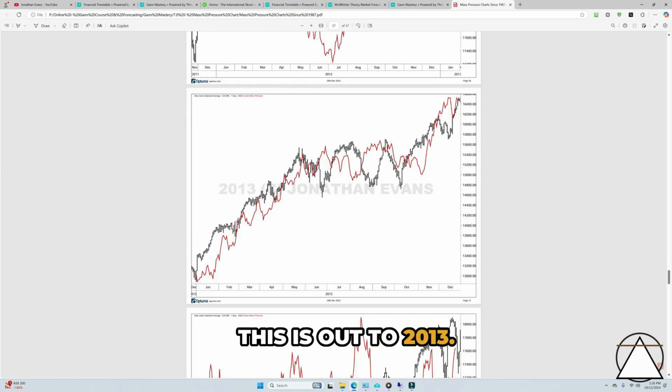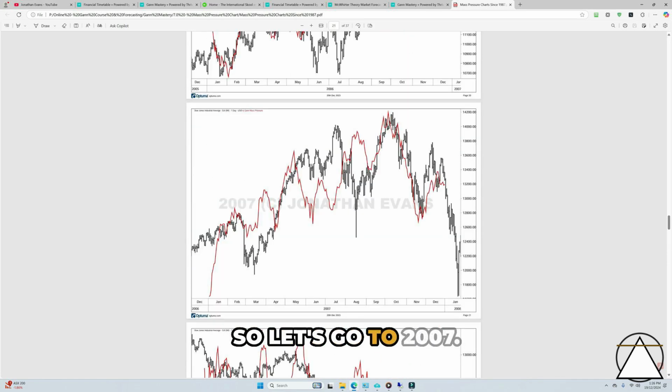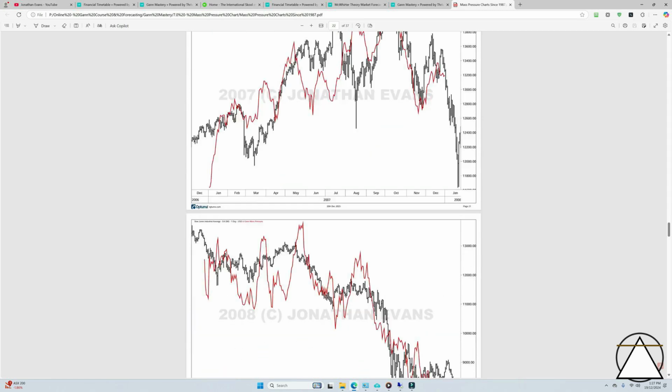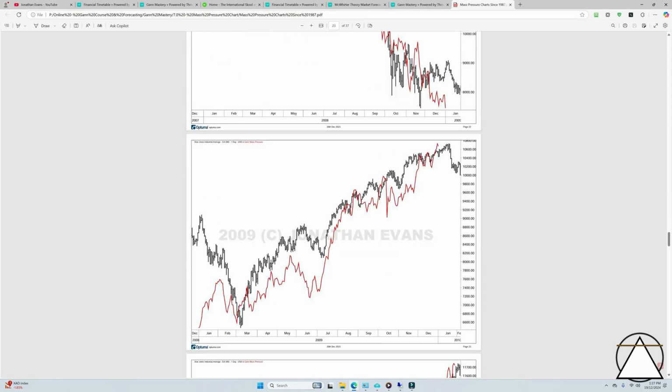Okay, this is out to 2013. Let's go back again, actually. So let's go to 2007. 2007 would have been primarily bullish, the first start of the collapse, so this period here. 2008, again, we're applying WD Gann's cycle theory.